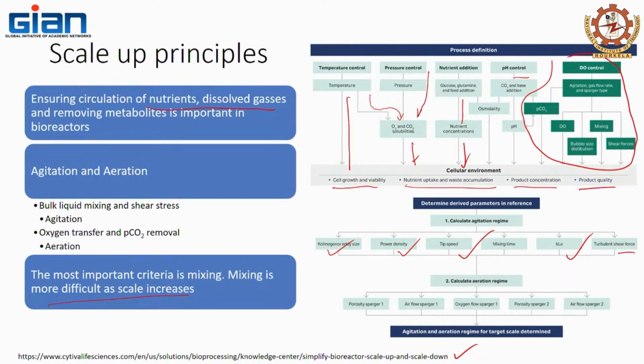Then, once you have estimated that, you again calculate your aeration regime. You have your porosity of spargers, airflow, oxygen flow. Then you have another second round of porosity or airflow, if you need more. The agitation and aeration regime for a targeted scale has to be determined depending upon O2, CO2 removal, mixing time, tip speed. These are the main ones.